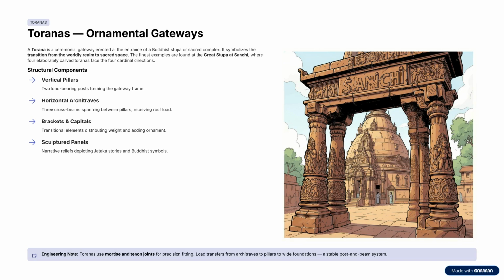A Torana is a ceremonial gateway, built at the entrance of a Buddhist stupa, or sacred complex. It symbolizes the transition from the ordinary world into a sacred space. The most famous Toranas are found at the Great Stupa of Sanchi, where 4 gateways face the 4 cardinal directions. Structurally, a Torana consists of vertical pillars supporting horizontal architraves through mortise and tenon joints. Decorative brackets and carved panels strengthen the structure while illustrating scenes from Buddha's life and Jataka tales. This simple post and beam system demonstrates excellent engineering stability combined with artistic beauty.